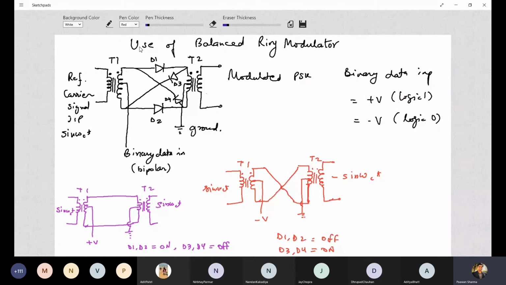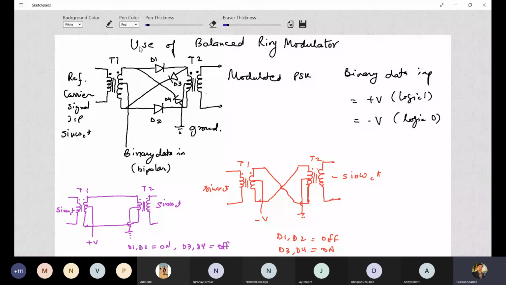So binary data voltage is playing the major role, or the only role, the sole role in controlling the biasing of the diodes. The carrier is used only for the phase matter, right? The on and off is totally controlled by binary data. So that's why there will not be any impact of your carrier amplitude on the biasing of D1, D2, D3, D4. They are solely controlled by binary data input. Am I clear now? Okay. Yes, sir. Okay. Good question, Neil.